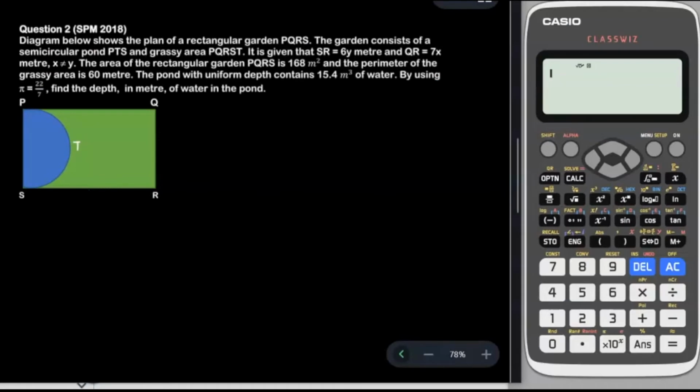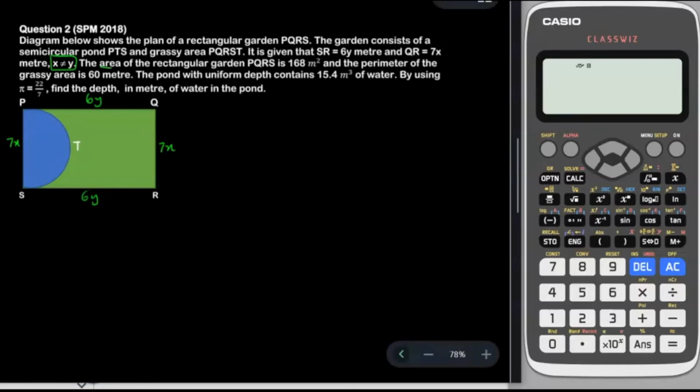Let's look at question number 2, which is SPM 2018. The diagram below shows the plan of a rectangular garden PQRS. The garden consists of a semicircular pond PTS, which is the blue part, and a grassy area PQRST, which is the green part. It is given that SR is 6y meters, so we label here 6y. And QR is 7x, so here is 7x. So therefore, this is 6y also, and this is 7x also. And x is not equal to y. So later if your x answer is equal to y, then the answer will be rejected. Then we take the other x and y answers as the final answer.